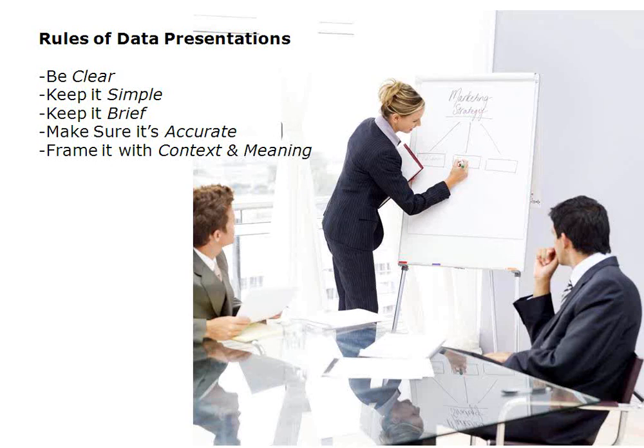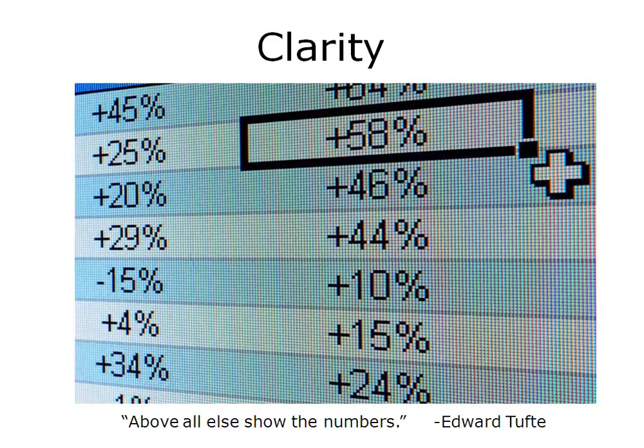Next, here are a few rules of data presentations. And actually, these are rules that apply to just about any presentation you're going to be making. Be clear. Keep it simple. Keep it brief. For goodness sake, make sure it's accurate. And frame it with some context and meaning. These last two are particularly significant when you're presenting data to people. You don't want it to be inaccurate. And we'll talk a little bit more about how important context is when you're showing statistics.